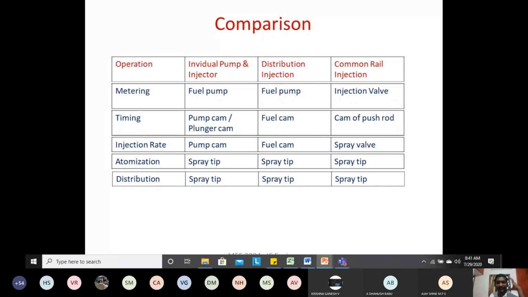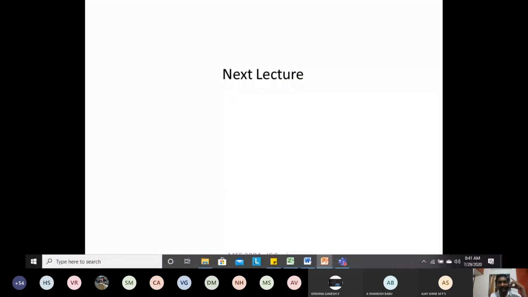So that's all for today's lecture. In the next lecture, we are going to discuss the various spray structures and their associated terminologies. So that's all for today.